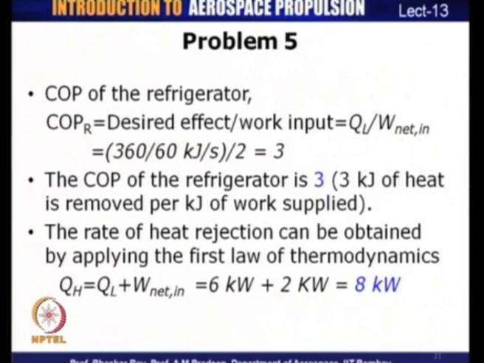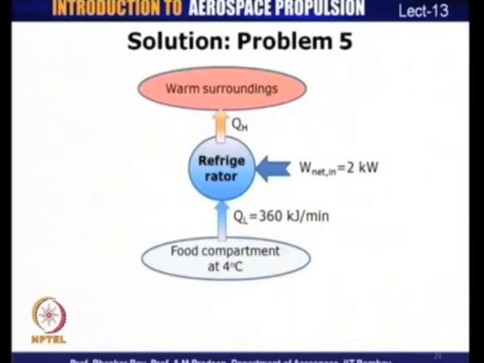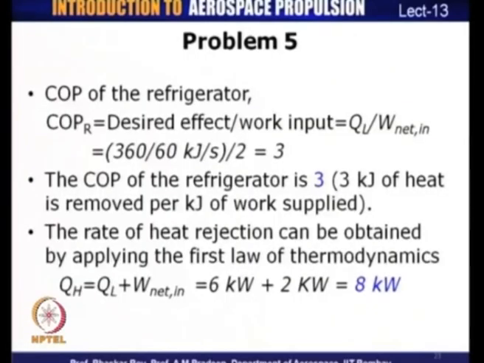So, COP of this refrigerator, as we have defined earlier, is the ratio of desired effect divided by the work input. In the case of a refrigerator, the desired effect is QL, because you would desire to maintain the temperature of the food compartment at a lower temperature, and so that requires a QL of 360 kilojoules per minute. So, here the desired effect for the refrigerator is QL, and therefore, COP of the refrigerator is QL divided by W net in.